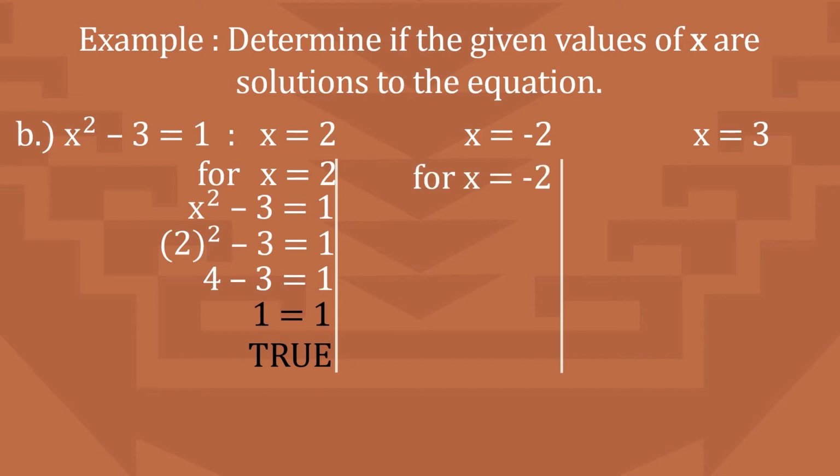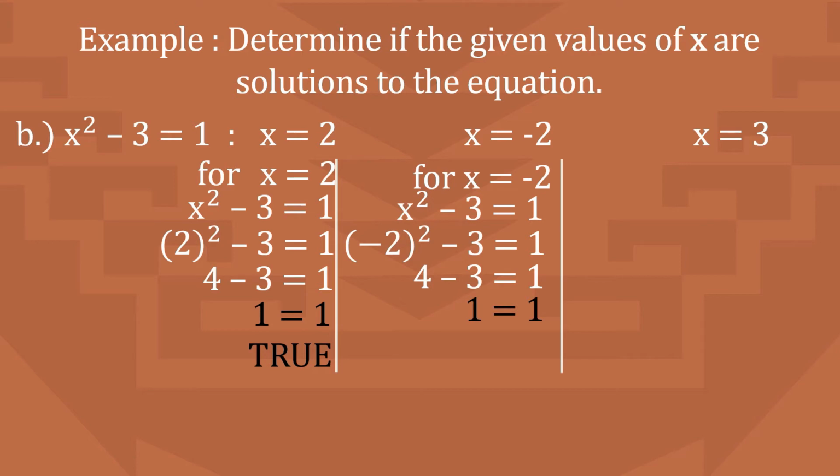For x equals negative 2, copy the equation, substitute the value of x to the equation. It will become quantity negative 2 squared minus 3 equals 1. Negative 2 times negative 2, it will become 4 minus 3 equals 1. 1 equals 1. Therefore, this is true.